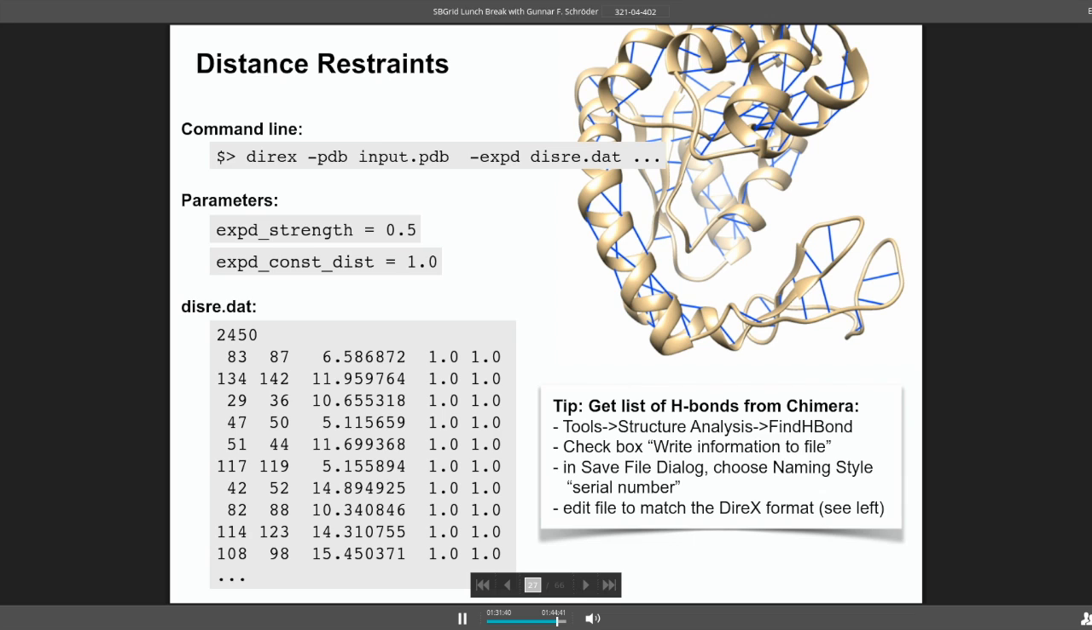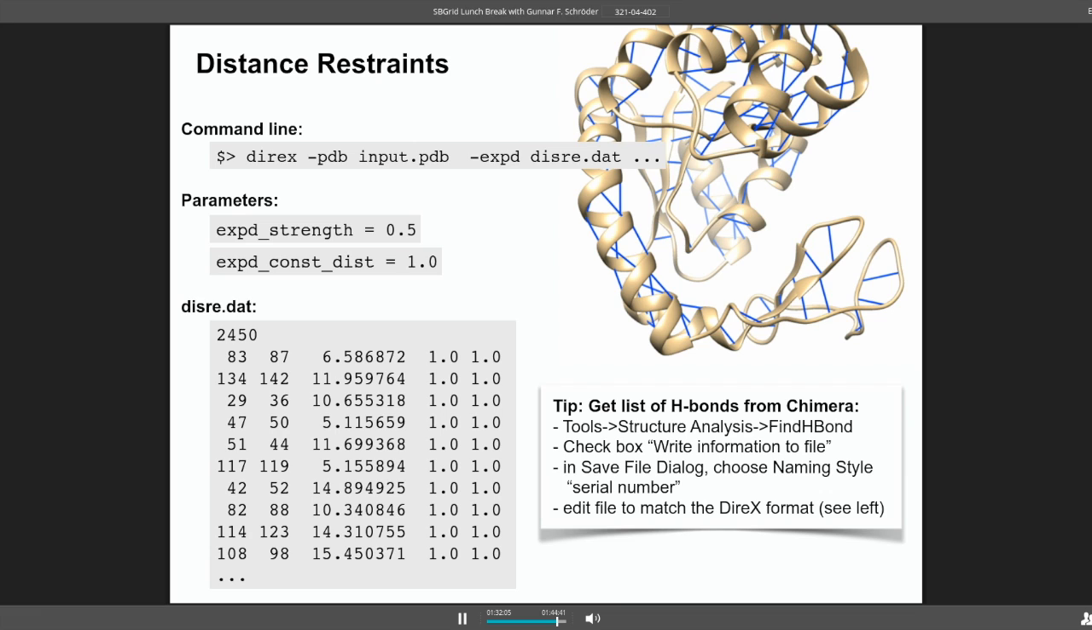DireX can also read very general distance restraints. It just takes one file, shown here as disre.dat, a file with 2 atom IDs, the distance between them, and the strength of the restraint, basically. And with this, you can define any type of distance restraints.